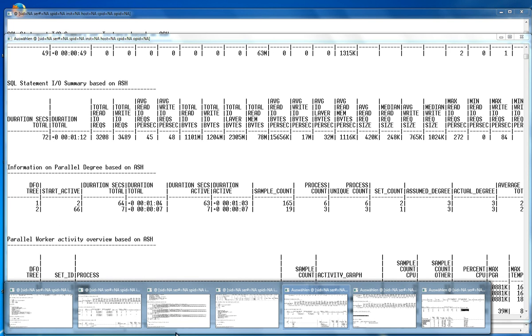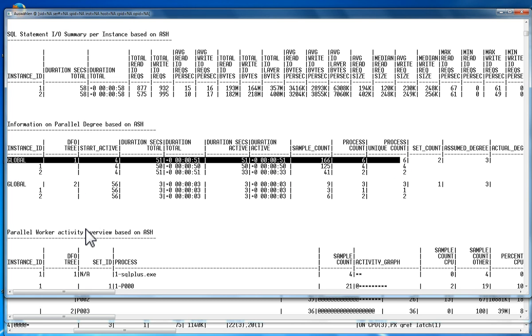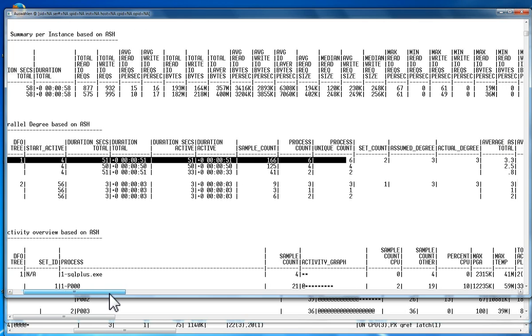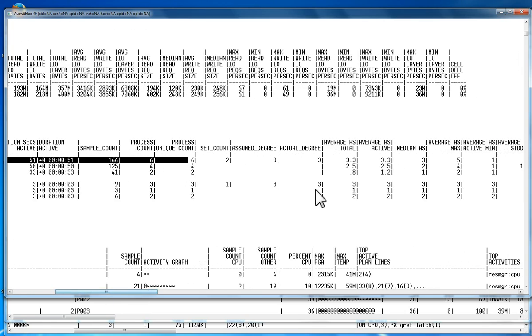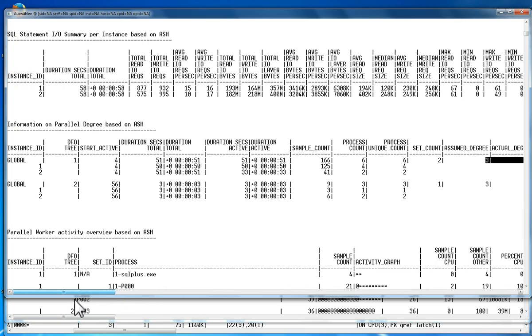And then let's just have a look at an example that executed on RAC. So we have a cross instance parallel execution here. Then this section looks like this. So you have this global level, which corresponds to what you see for the single instance case. Here you also have this example where the average is actually higher than the actual degree. Apart from that, it's very similar. You get the same information, but you get in addition also a breakdown on instance level.